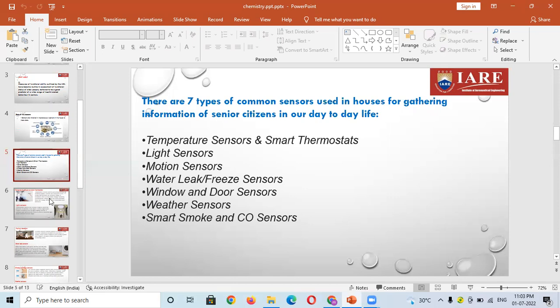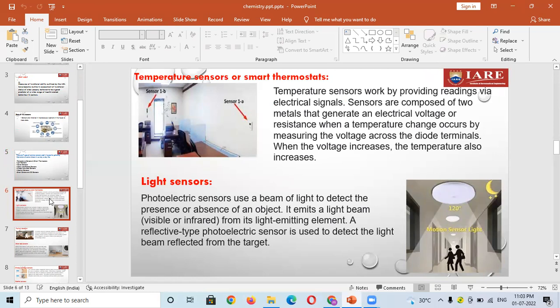Coming to the next slide, temperature sensors or smart thermostats. Temperature sensors work by providing readings via electrical signals. Sensors are composed of two metals that generate an electrical voltage or resistance when a temperature change occurs, measured across the diode terminals. When the voltage increases, the temperature also increases. So this is a type of sensor that increases or decreases the room temperature by measuring the voltage.